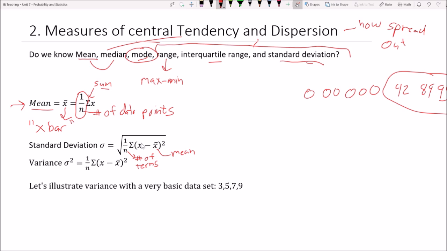And here is each data point, or each value in the set. So this is telling us to take each value, subtract from it the mean, square that result, add all those results together, divide it by the number of terms, and then take a square root. Now guys, that's a lot of steps, okay? It's a lot of work.